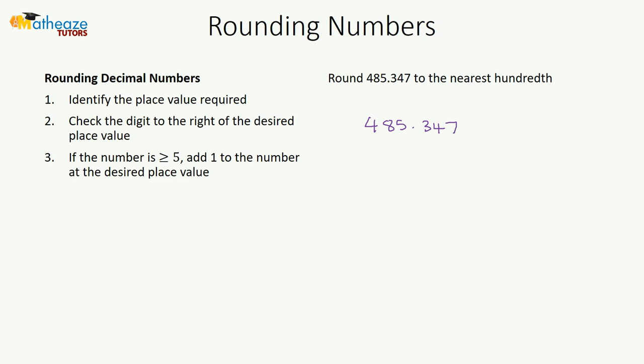485.347. We're trying to round to the nearest hundredth. 100 has 2 zeros, so this is tens. 3 is in the tenths place here, 4 is in the hundredths place. So we're going to look at the 7. 7 is greater than 5, so we're going to add 1 to 4. So this is going to give us 485.35.